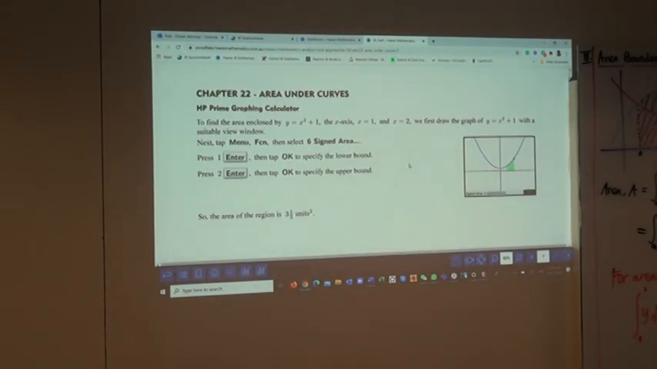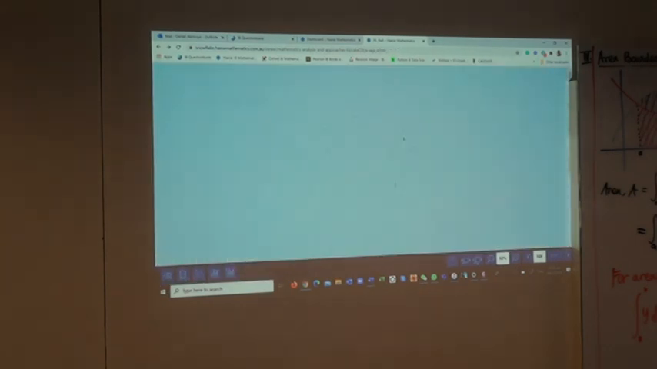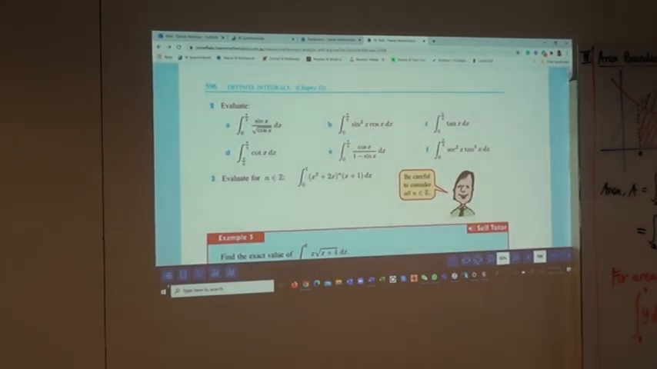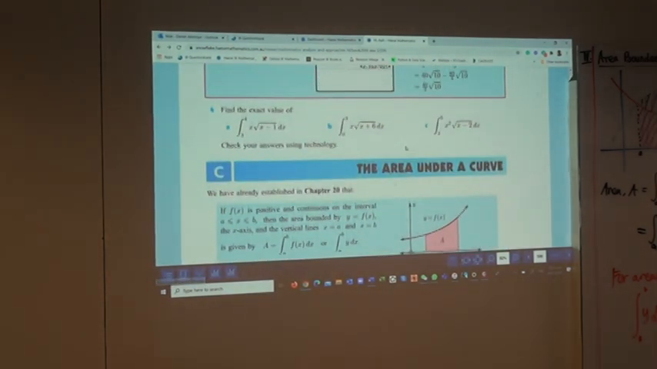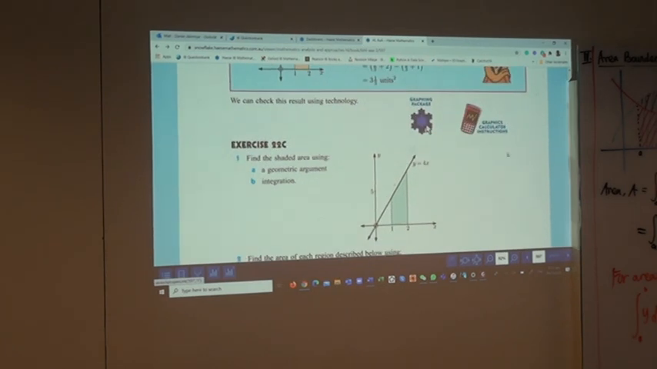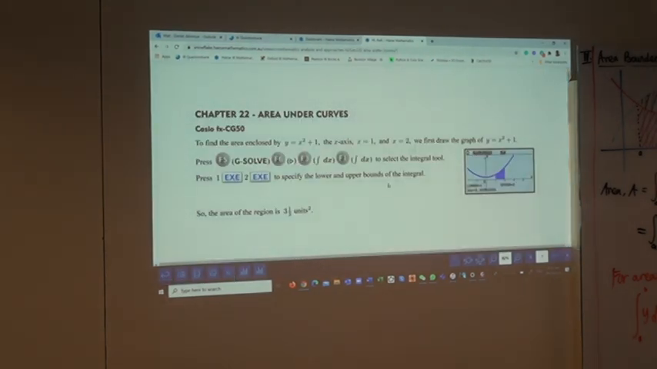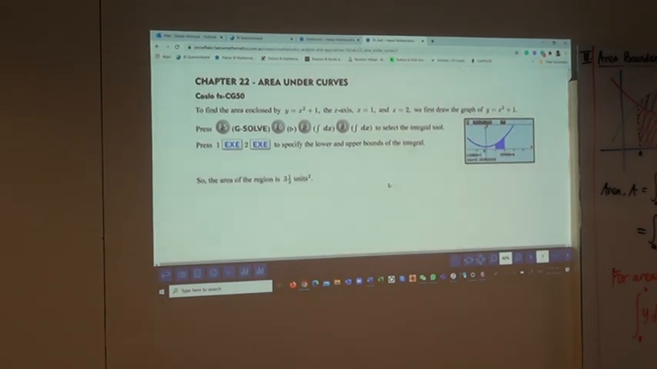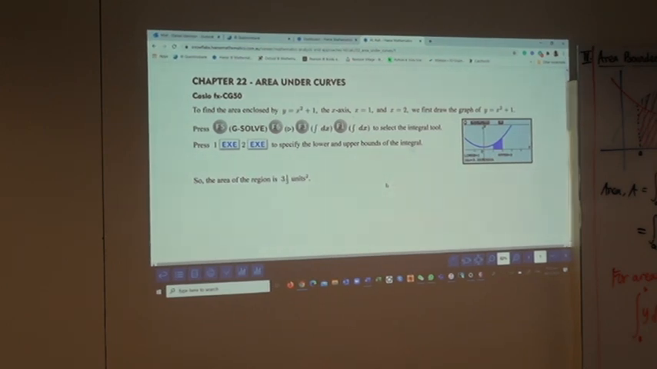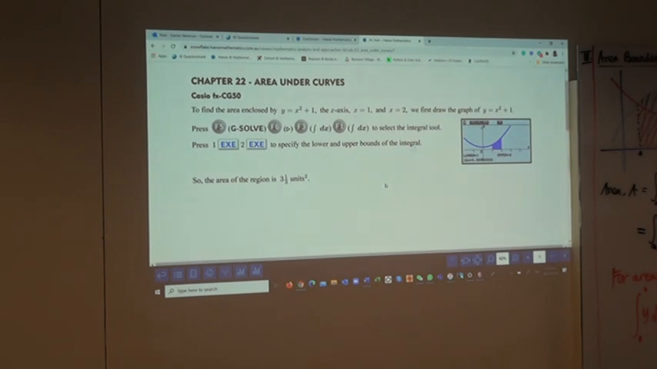If you could check your calculator, HP Prime now. Calculator, Casio. Alright, so your Casio, this is how you do that. Please follow the instruction and just try integral of x squared plus 1 within 1 and 2. Press F5, then F6, F3.